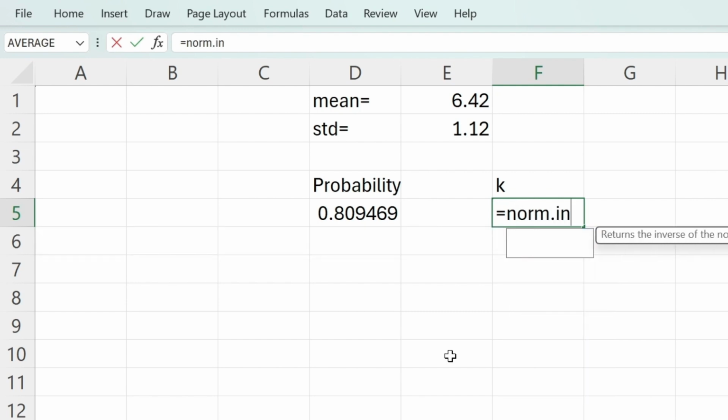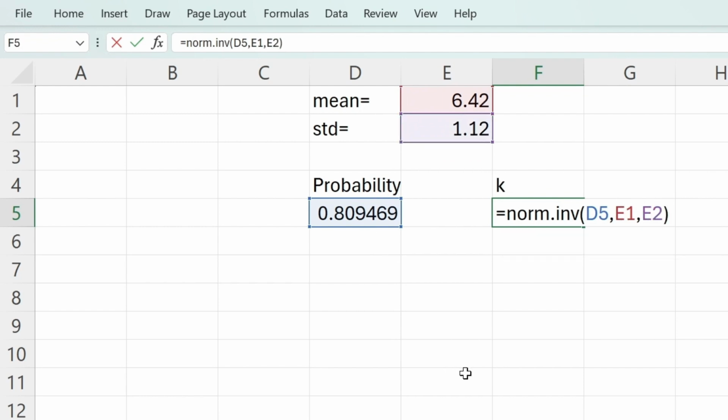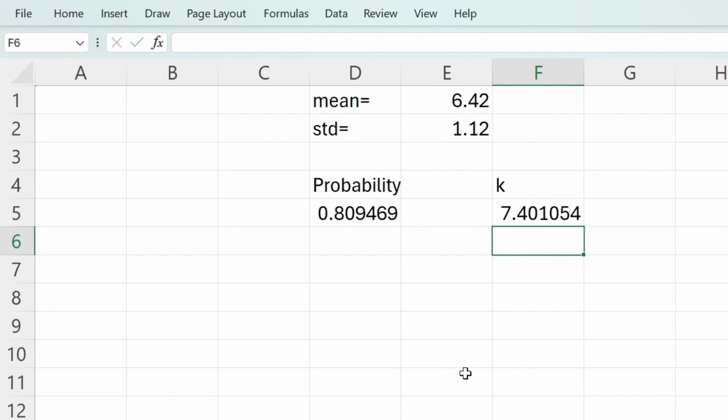norm.inv open bracket. So now we need the probability that is given in the cell followed by the mean. In between we will write the comma, then again write comma, now write the standard deviation. Close this bracket and press enter to get the answer. So in this case the value of k is approximately equal to 7.4, for which we are getting the probability as 0.809469. It means probability x less than or equal to 7.4 is equal to 0.81.